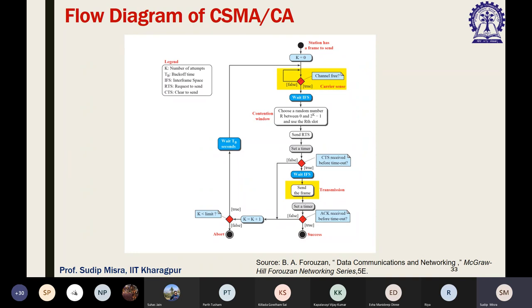So the answer is that CSMA/CD is more efficient compared to CSMA/CA. Because we could not use the CD mechanism in wireless networks, we had to go for this roundabout way of RTS, CTS, and the other things that I mentioned.